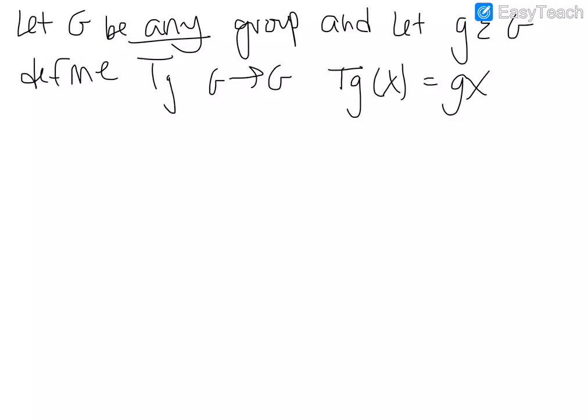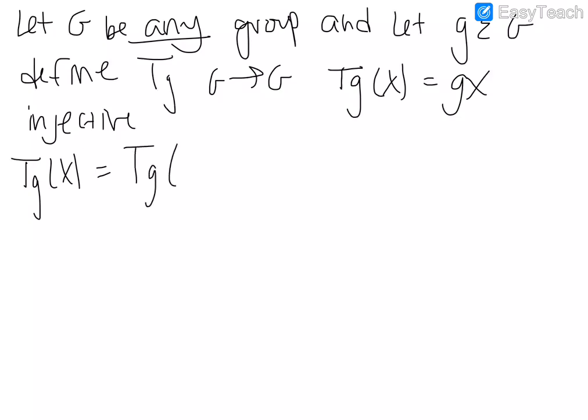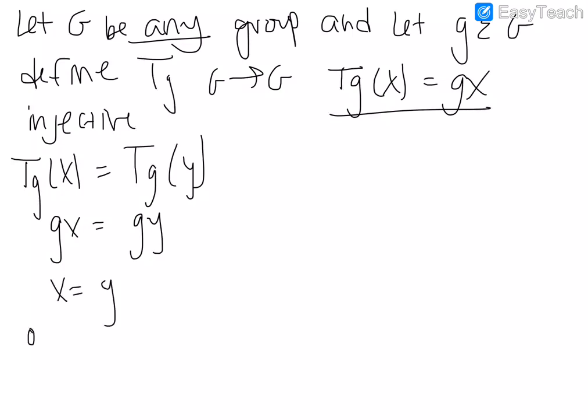We're going to first show that it is injective. By doing that, we are going to show that if T_g of x is equal to T_g of y, then by the rule up here, we know that gx is equal to gy, and by left-hand cancellation, we know that x is equal to y. We've now proved that it's one-to-one, and that proves that it's injective. That's a big check mark there.